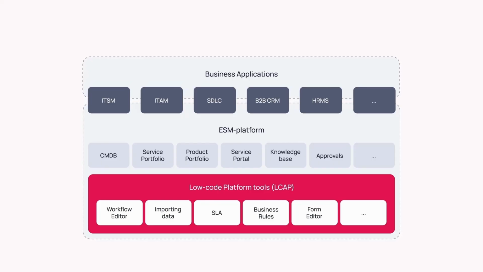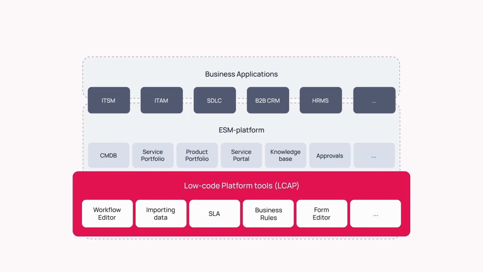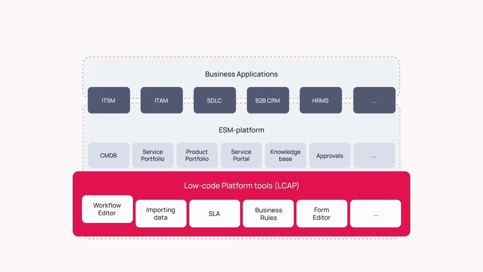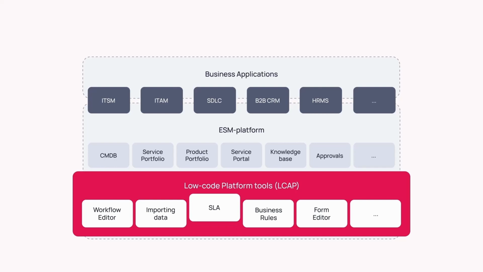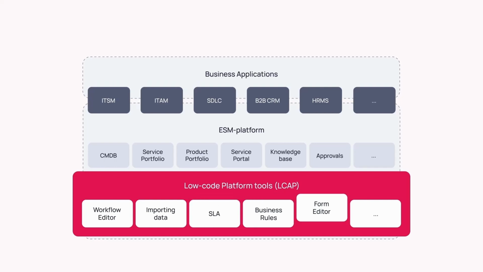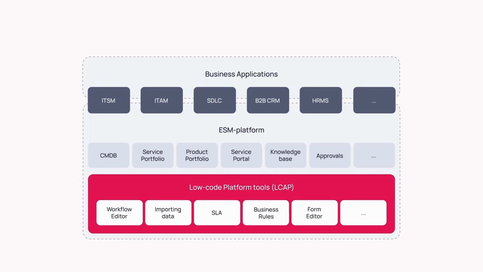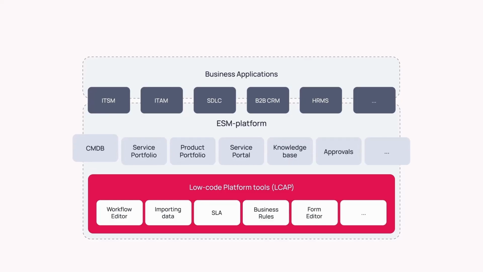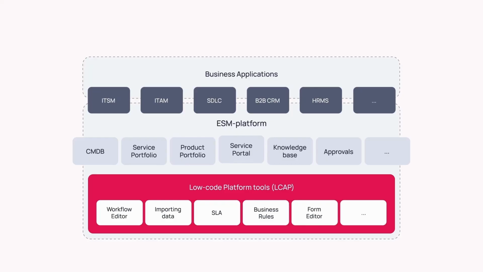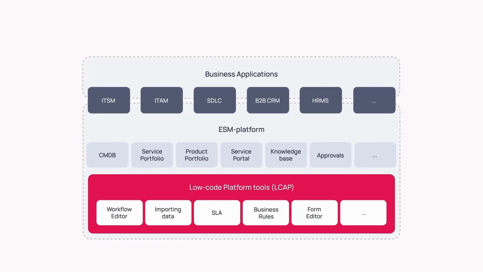Let's examine the platform structure. The bottom layer contains the basic tools of the low-code platform, such as Visual Workflow Editor, Data Import Mechanism, SLA Control, Business Rules, Form Editor, and so on. The intermediate layer is a set of ESM tools: Configuration Items Database, Service and Product Catalogs, Service Portal, Knowledge Base, Approvals, Contracts, Financial Tools, and much more to create the necessary business applications.